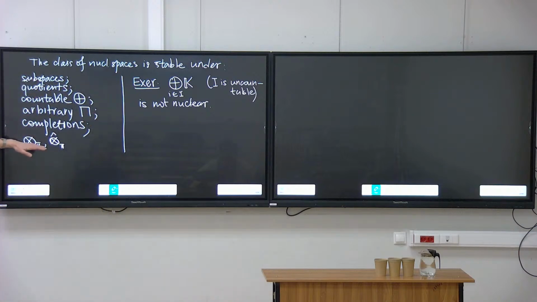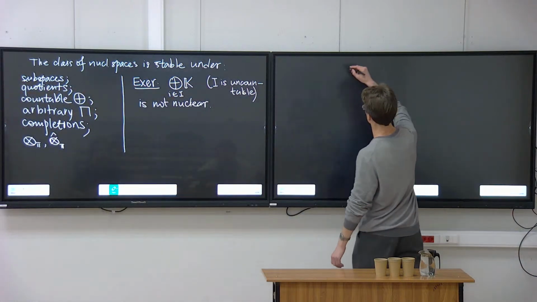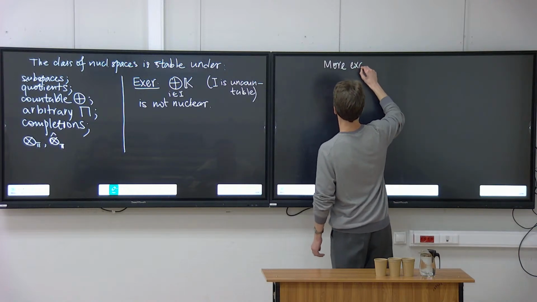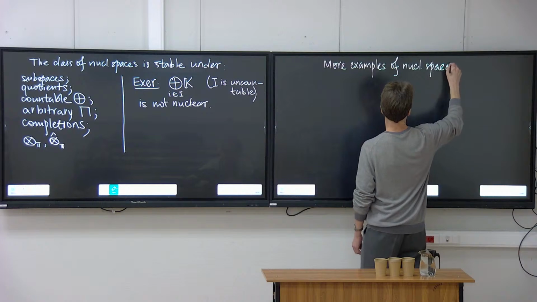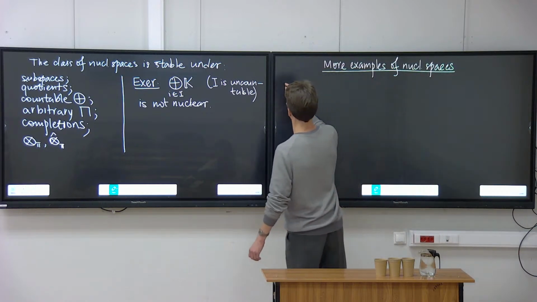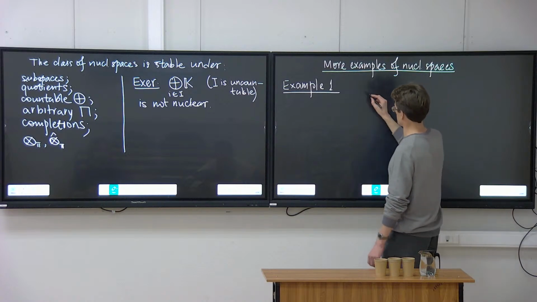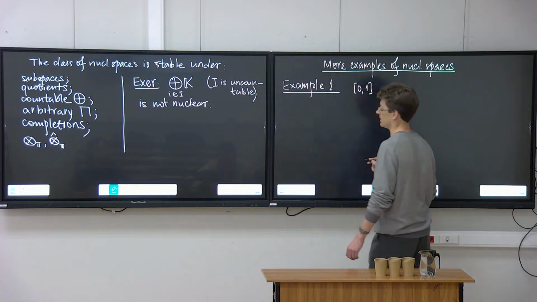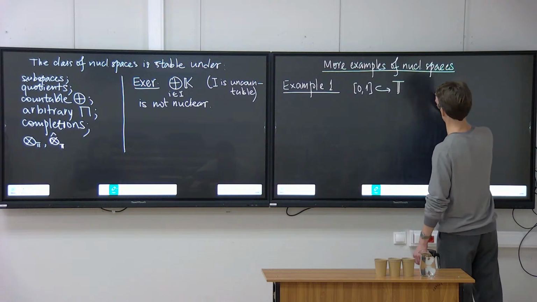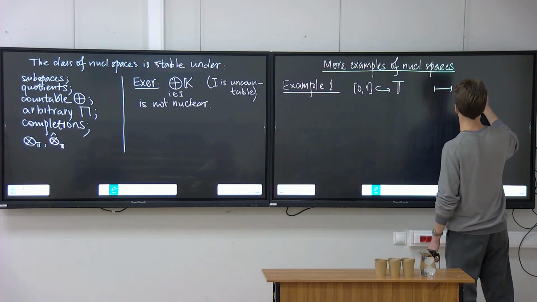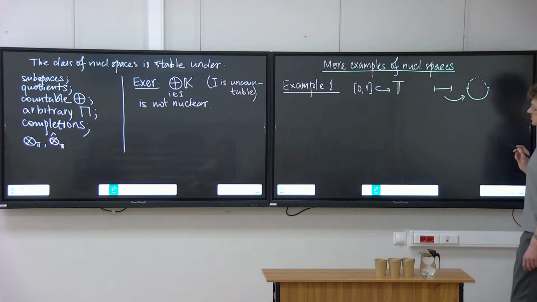So the countability assumption here is essential. Now, by using this result, we can essentially extend our class of examples of nuclear spaces. Example 1. Let's take the closed unit interval [0,1], and let's embed it topologically into the circle by identifying the interval with the closed half circle. Clearly, this is a topological embedding.